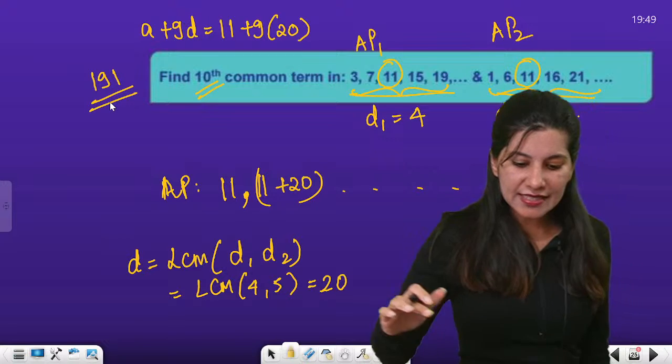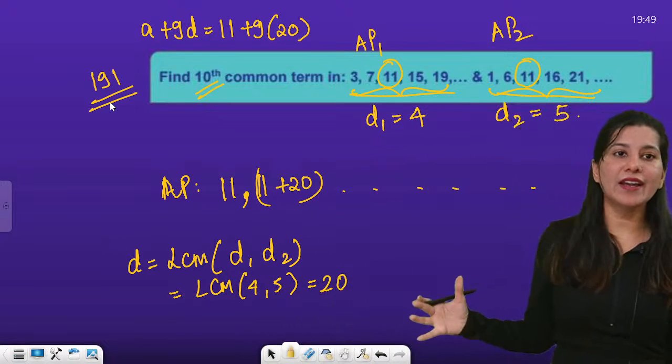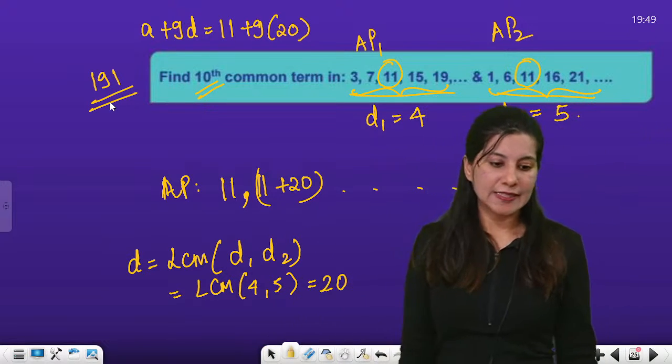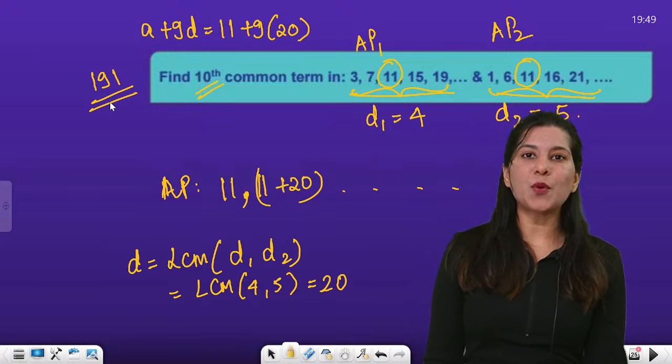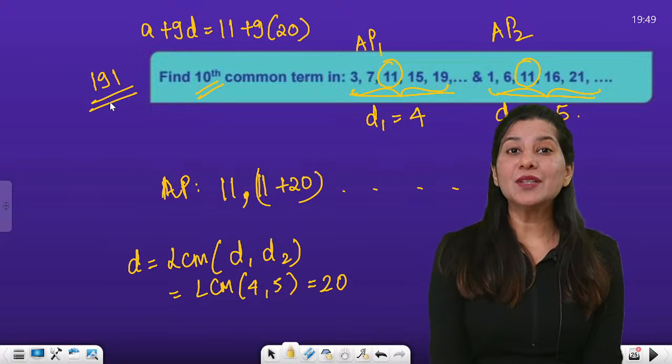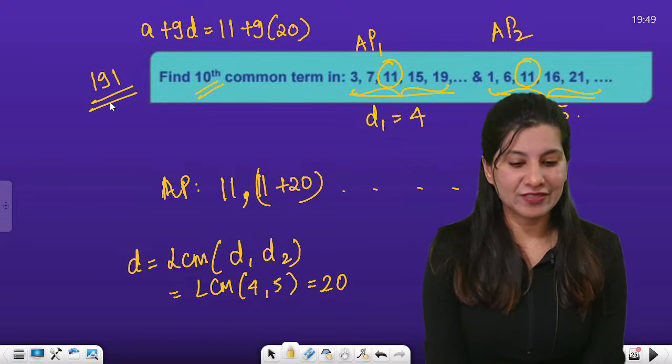Have you understood this? Yes, Supreme Soul, absolutely right. You are absolutely correct. Yes, so this concept is important for your JEE Main 2024 and 2025.